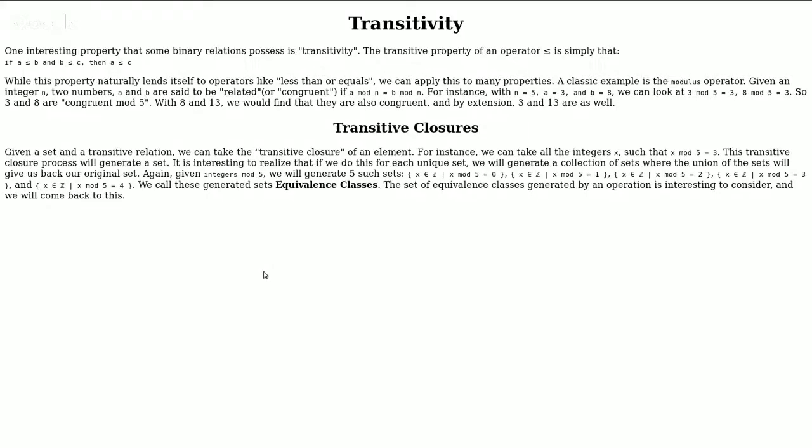This one's also useful. We have relationships like less than or equals to, or the modulus function. So if we want to take all the integers and divide them by 5, we'll get 0, 1, 2, 3, or 4, right?